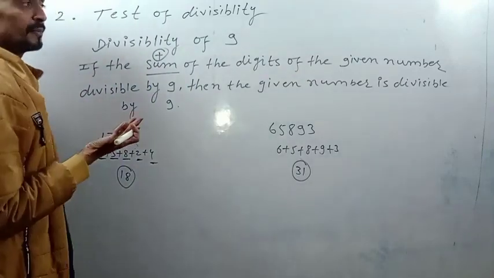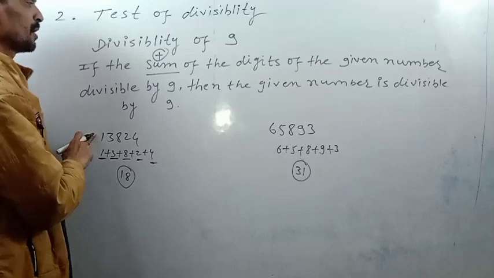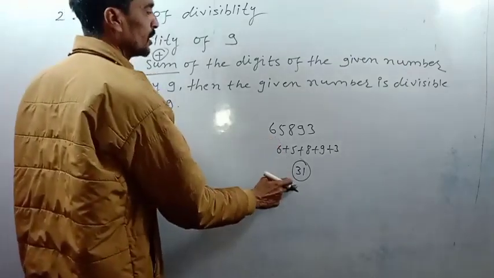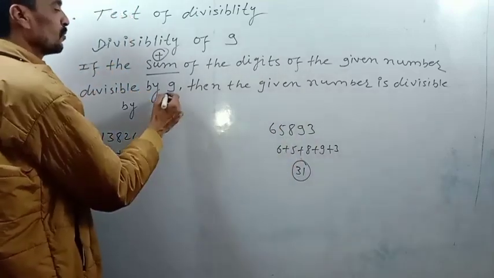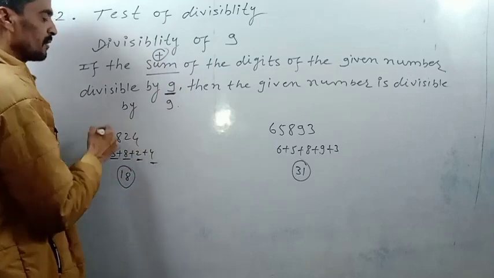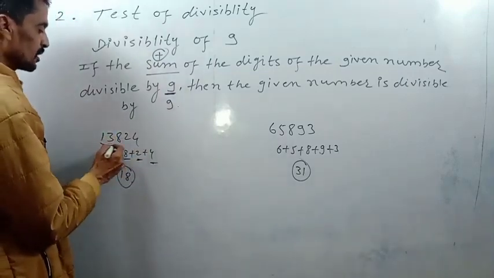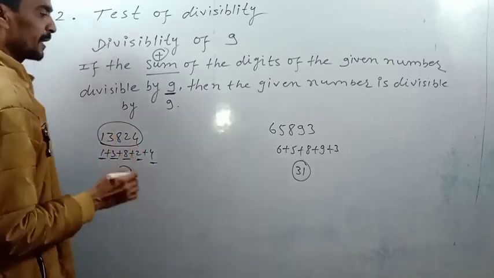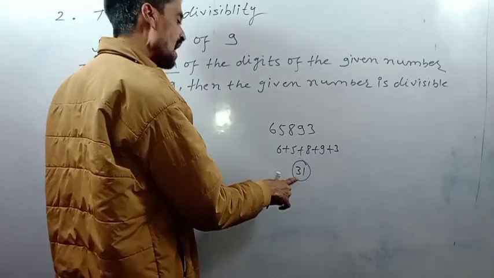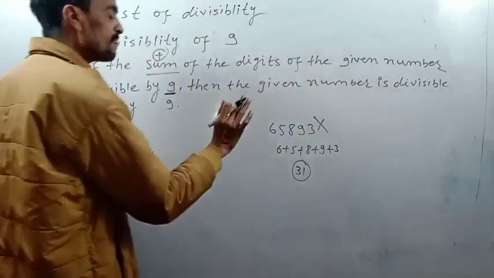So, the test of divisibility of 9, how do we need to check it? If we do the sum of the digits of the given number, that sum needs to be divisible by 9, then the total number will be divisible by 9. So 18 is divisible by 9, so this total number is divisible by 9. 31 is not divisible by 9, so this number does not divide by 9.